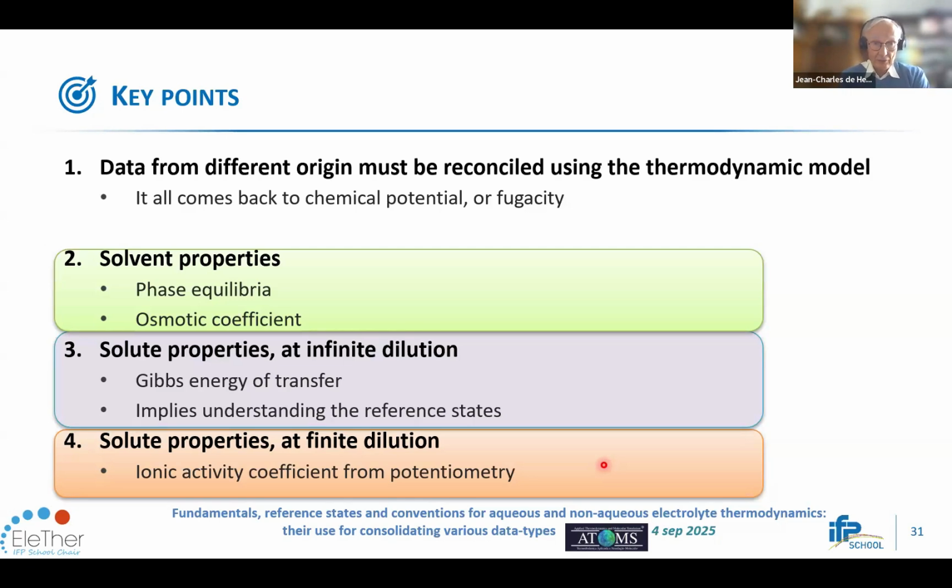and I talked quite a bit about reference states. And at the end, I talked about solute properties at finite dilution. And here I talked about ionic activity coefficient from potentiometry. I also talked about solid-liquid isoactivity curves. That's it.